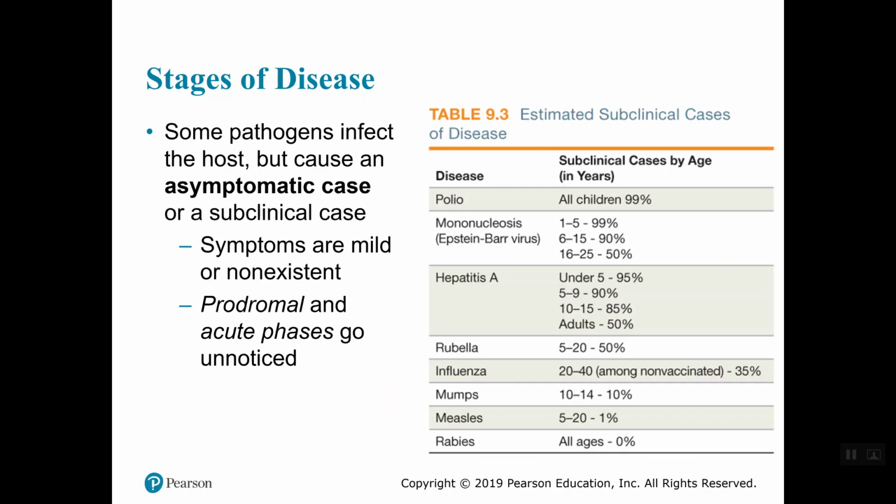Now, we do have some pathogens that infect the host but cause what's called an asymptomatic case. This is also known as a subclinical case. This is when the symptoms are either mild or non-existent, so the person doesn't even know that they're sick or infected. With that, the prodromal phase and then the acute phase might go unnoticed, and in some cases, the pathogen might still be increasing in numbers, so increasing in concentration. The table here shows you some examples of this.